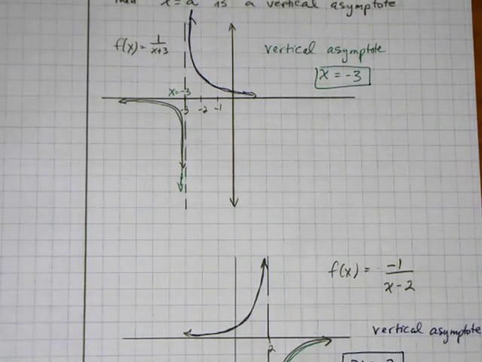And we're going to look in a minute at just how we can find the vertical asymptote of a graph.